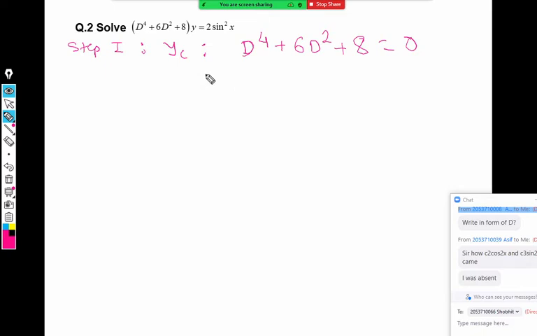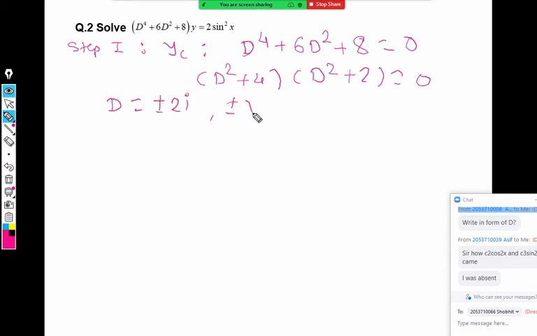(D square plus 4)(D square plus 2). Very good. Actually this is a quadratic in d square, so these are directly the factors. What are the roots then? D is equal to plus or minus 2 iota and plus or minus root 2 iota. Okay, so these are the roots.